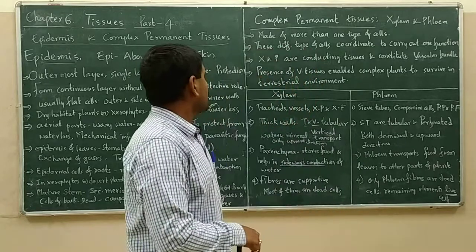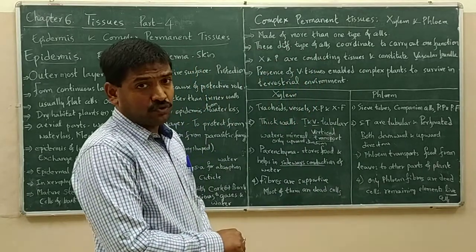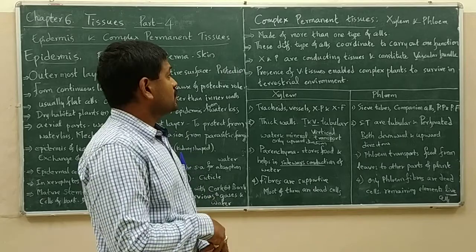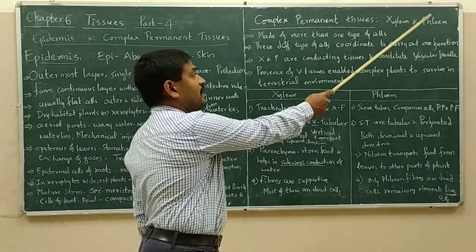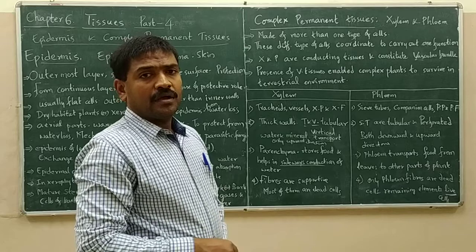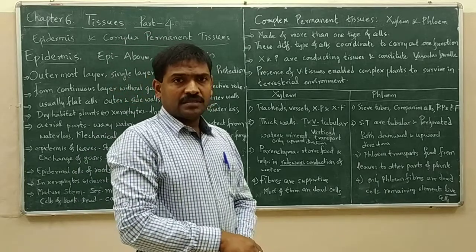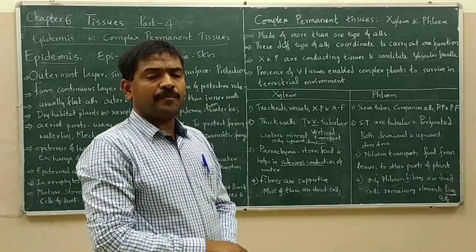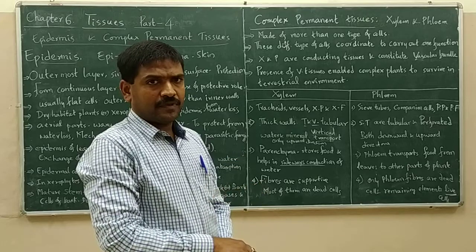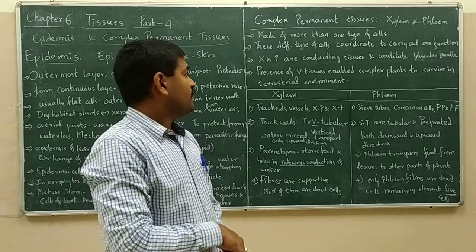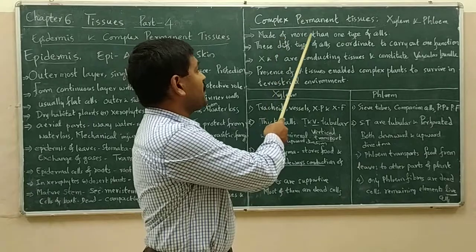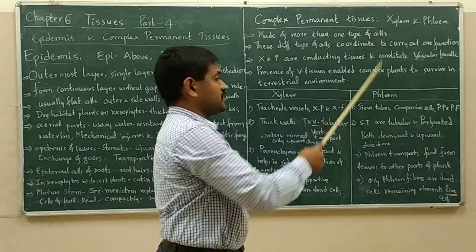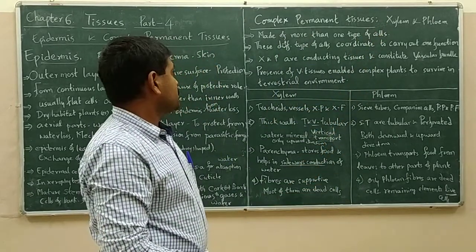Now coming to complex permanent tissues. Complex permanent tissues are xylem and phloem. As we have discussed already, simple permanent tissue is made up of only one type of cell, whereas complex permanent tissue is made up of more than one type of cells.